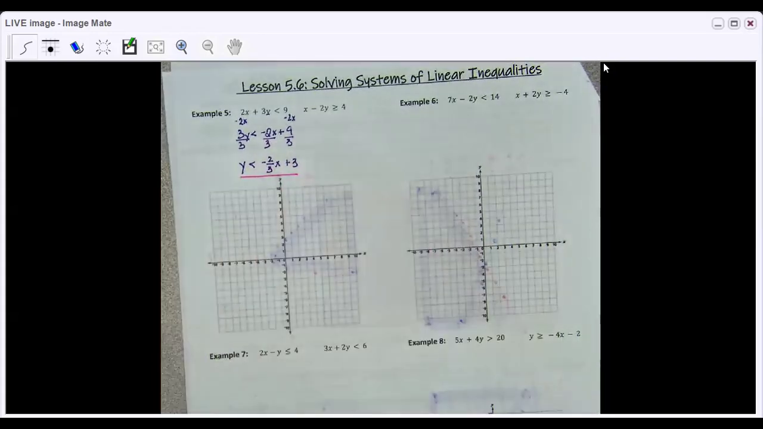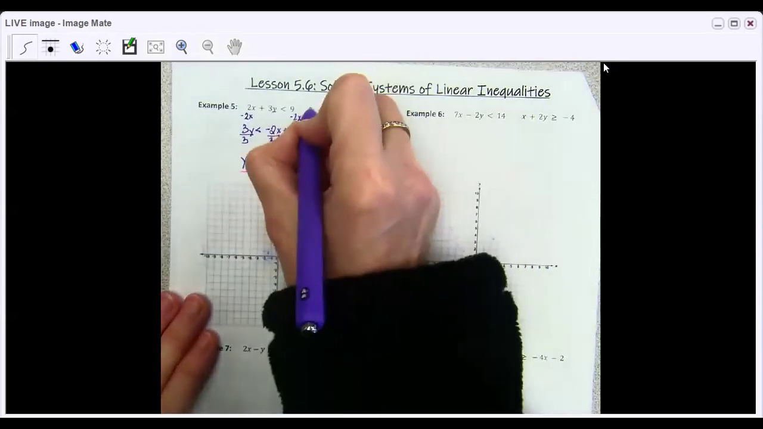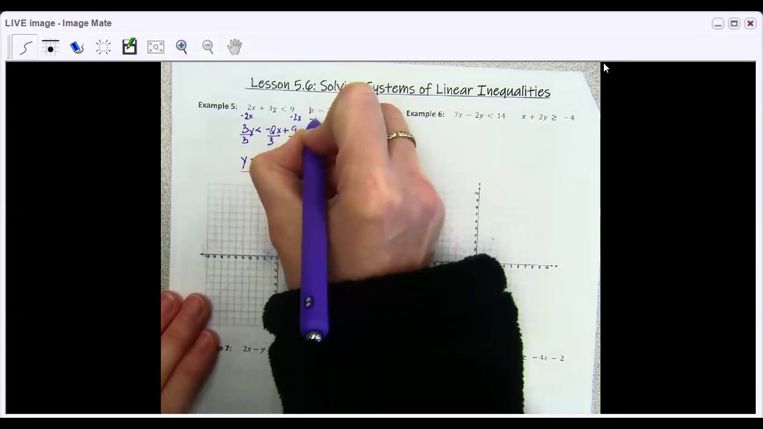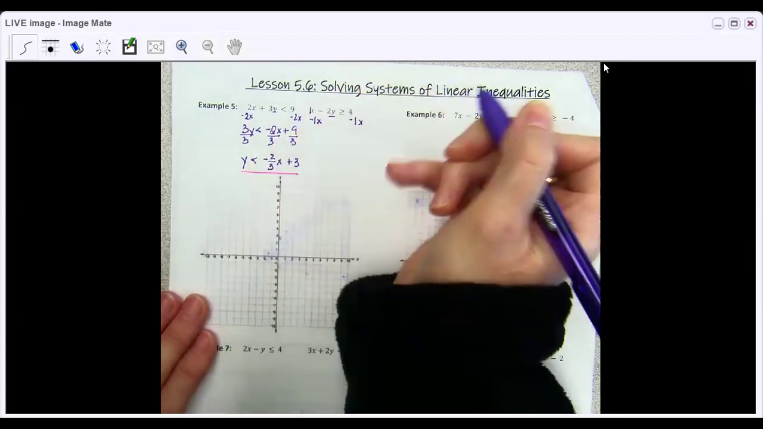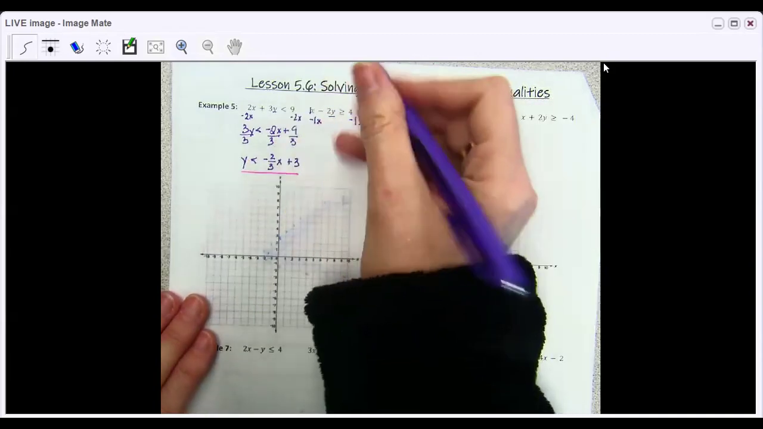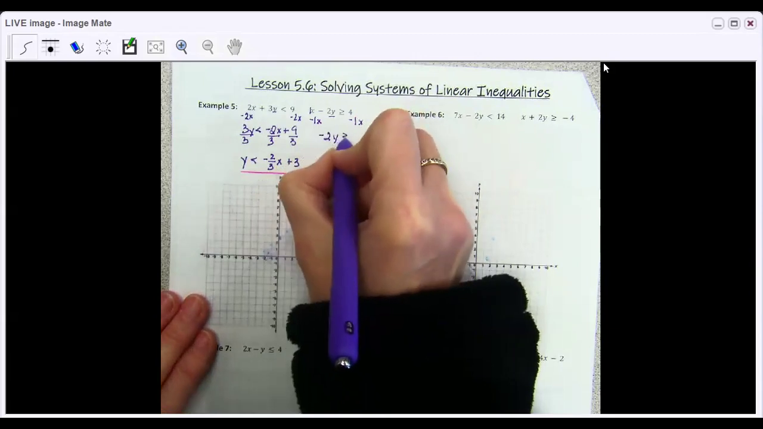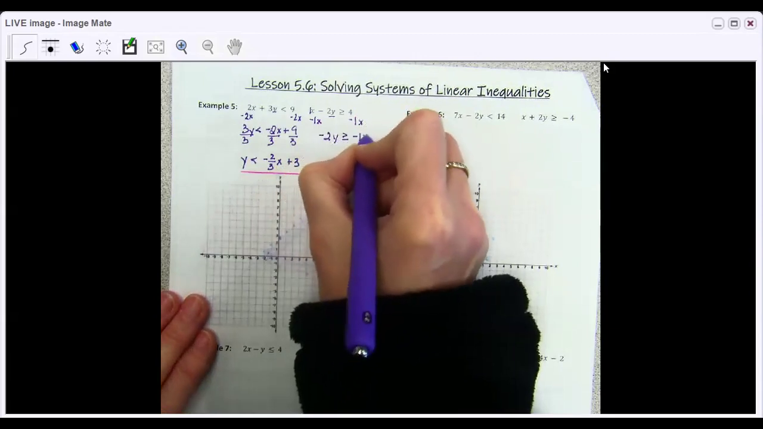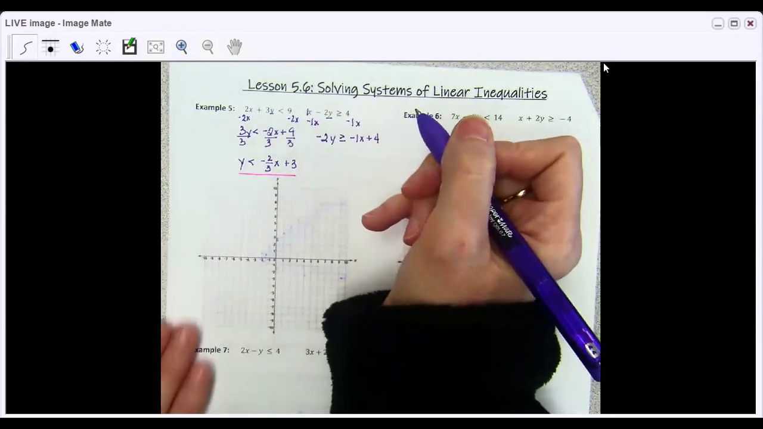I'm going to go ahead and rearrange the second one. On the second one, this is a 1x. So I'm going to subtract 1x on both sides because, again, our goal is to isolate that y. And so we have to get rid of everything around it. So we're left with negative 2y is greater than or equal to negative 1x plus 4. And you do not need that 1 in front of the x if you don't want to.